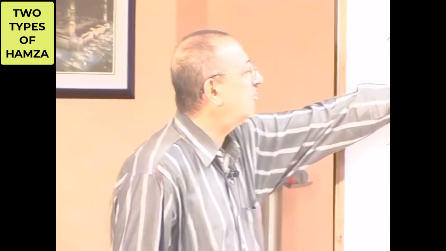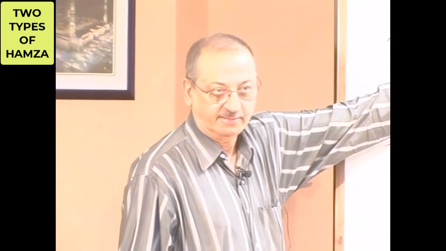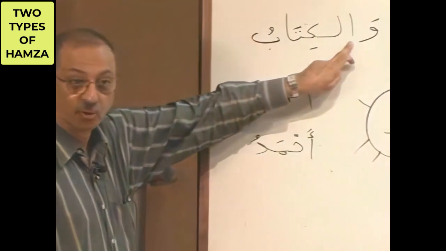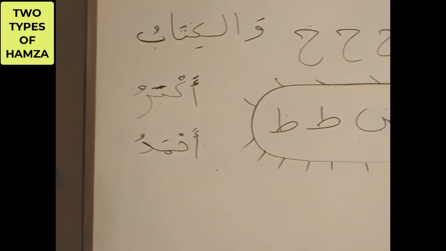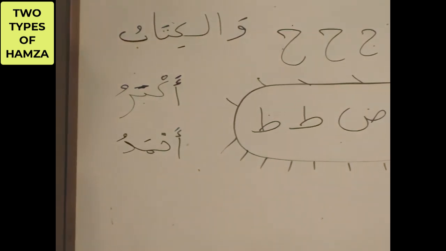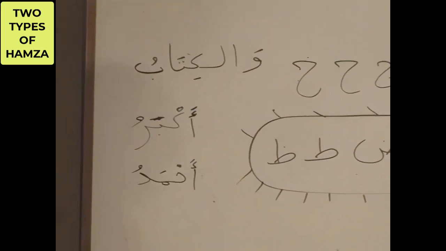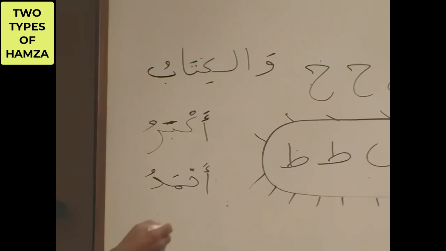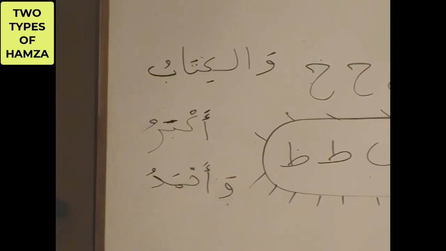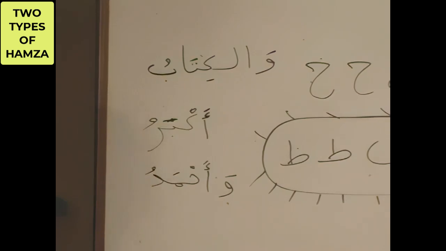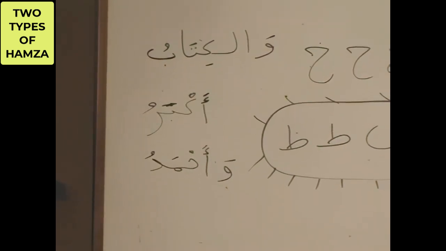So what is this waw? It is ataf. Remember? Harfu ataf, conjunction. When it came in front of Hamzatul Wasal, you did not pronounce it. You will say, wal kitab. But if I write down here wa, what will you do? Wa ahmadu. You cannot skip it now. Are you with me, brothers and sisters?